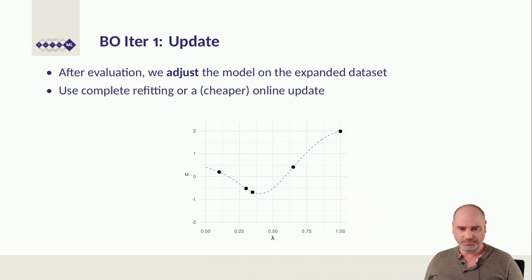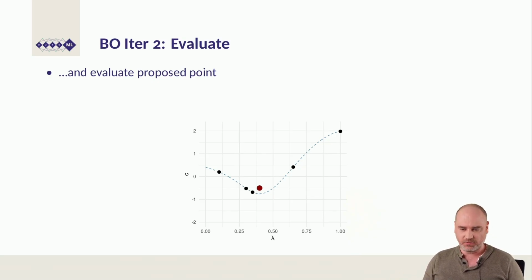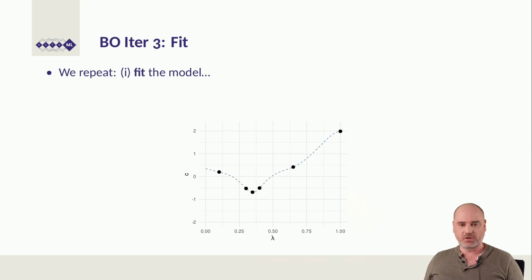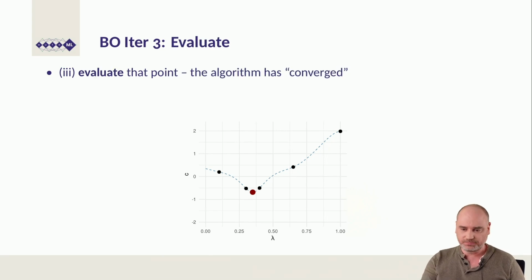We update our model. We can do this either by complete refitting on the archive data, or we can do some form of a cheaper online update of our surrogate model. Then we would optimize our surrogate again, get another proposed point. Again, we evaluate that. And again, we update or refit our model. Again, we propose a new point.